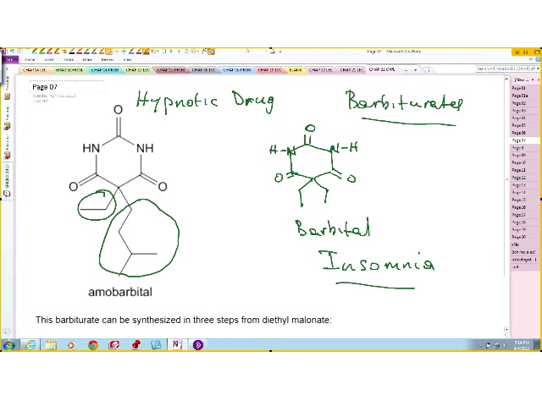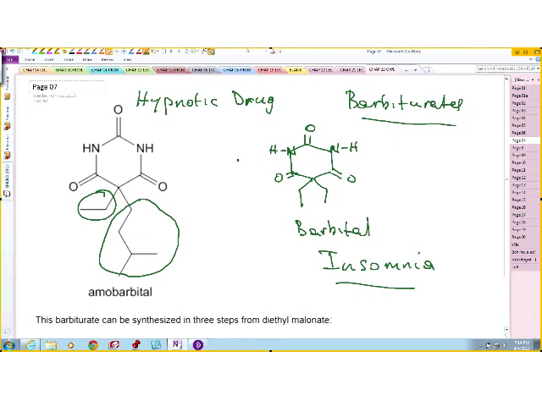Look at the difference. Just an alkyl group difference. This is used as a hypnotic drug. This is used for insomnia. And so we have well over 1,000 of these just by varying the alkyl group attached to this here. Okay, so let us see how we can make this.